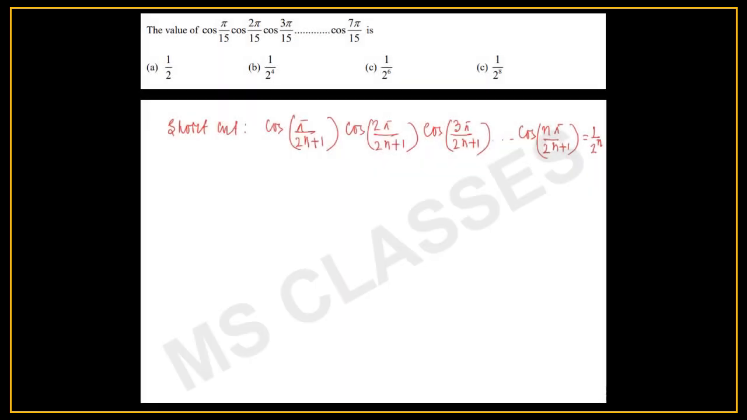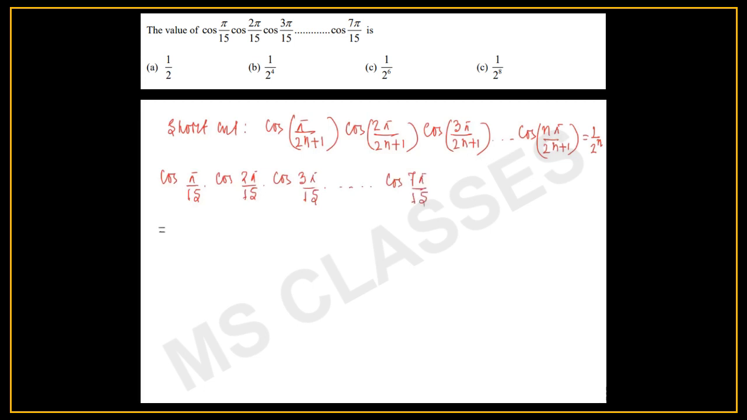Now to understand this shortcut, we take the sum, that is cos pi by 15 into cos 2 pi by 15, cos 3 pi by 15 and so on till cos 7 pi by 15.